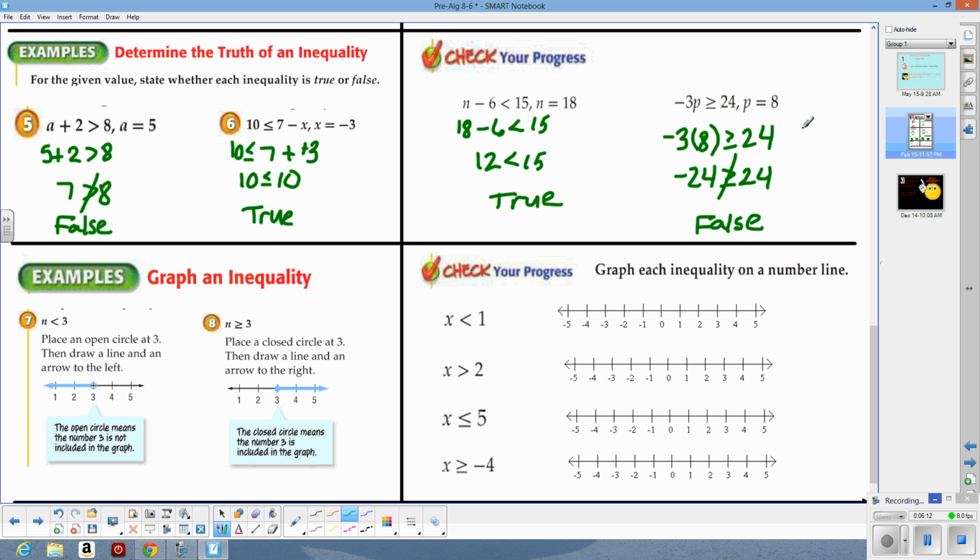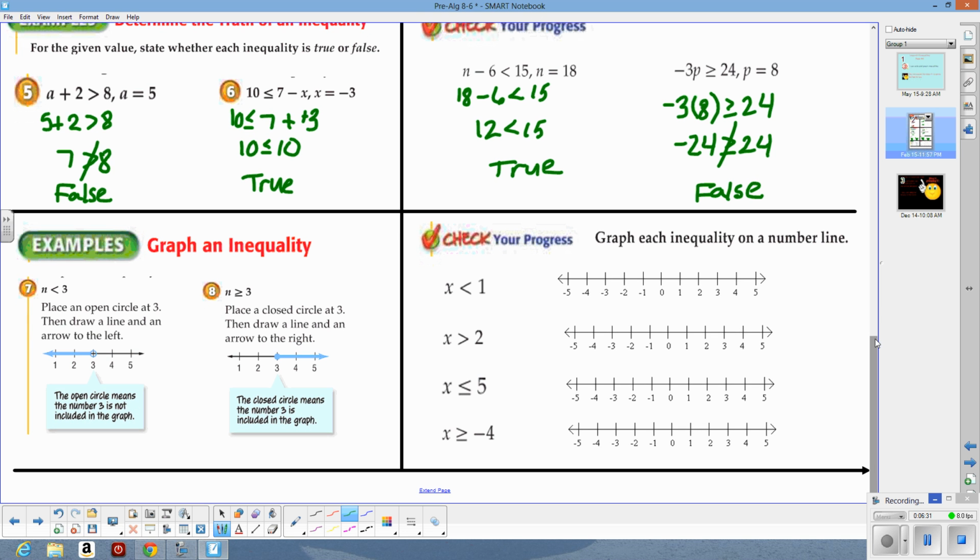Basically, what that means is 8 is not a solution to this inequality. 18 is a solution to this one. Negative 3 is a solution to this inequality, and 5 is not a solution to this inequality. Basically, when you solve an equation, oftentimes you get just a single number answer, whereas with an inequality, it's not just a single number, it's a whole span of numbers.